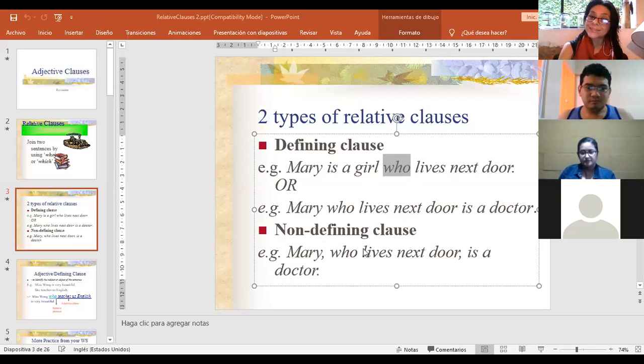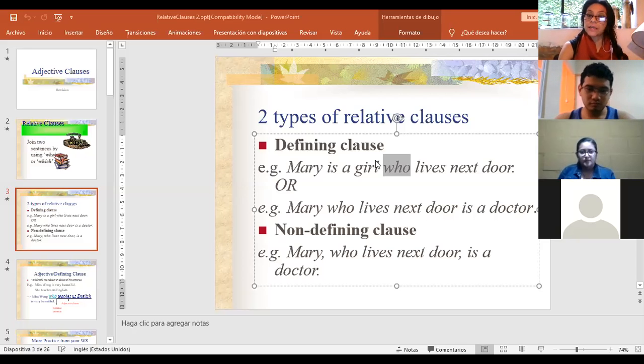Why is this placed between commas? Because you can omit it and the meaning won't change. The main information is given, all right? If you say Mary is a doctor, that's what you wanna say. Mary is a doctor, but I give you additional information about Mary. Where does Mary live? She lives next door, all right? So I can say Mary, who lives next door, is a doctor. They are in between commas. If I omit who lives next door, I have a perfect sentence. Mary is a doctor. That's what I wanted to tell you. If I add who lives next door, it is extra information. So that is what non-defining relative clauses do.